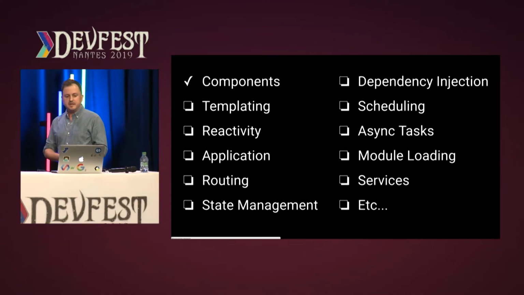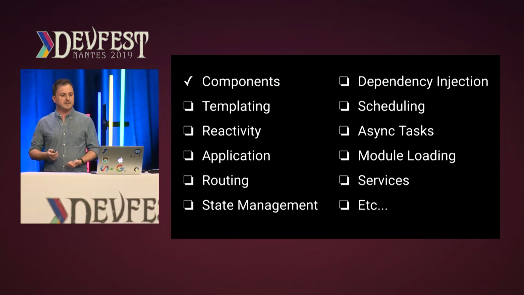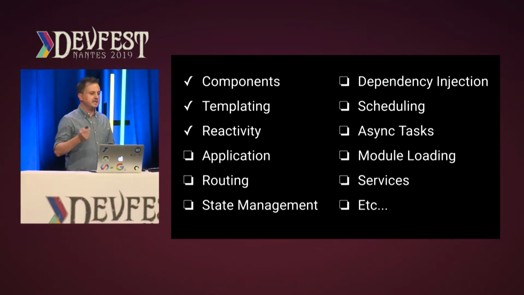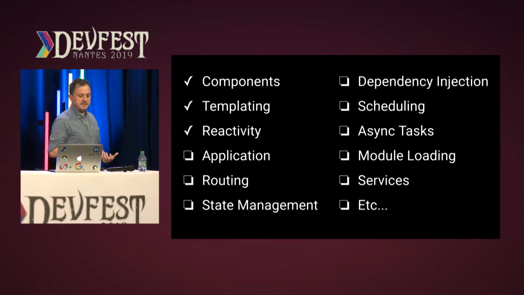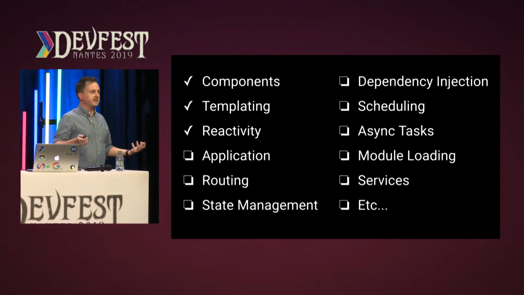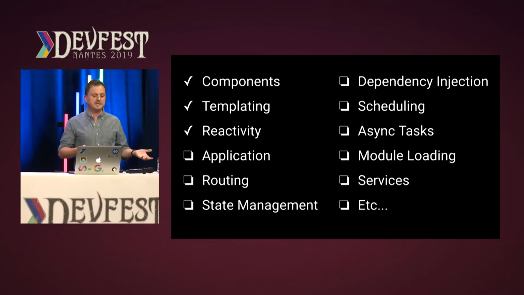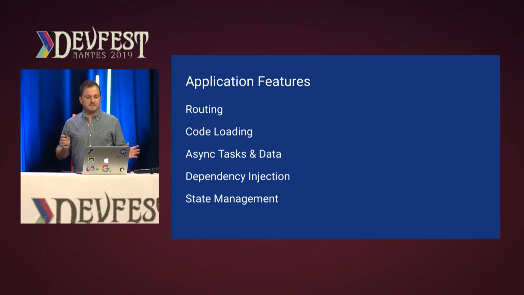So if we go back to our partial list of features that a framework might give us, and we look at what we get just from web components and LitElement, we actually start ticking off a few of these here. We get components, we get templating, and some amount of reactivity. And so that brings us up to the rest of the things. And I don't have nearly enough time to get into them, so I'm going to pick 5 of them right now to get into. We're going to cover routing, code loading, asynchronous tasks, dependency injection, and state management in just the short amount of time I have left.